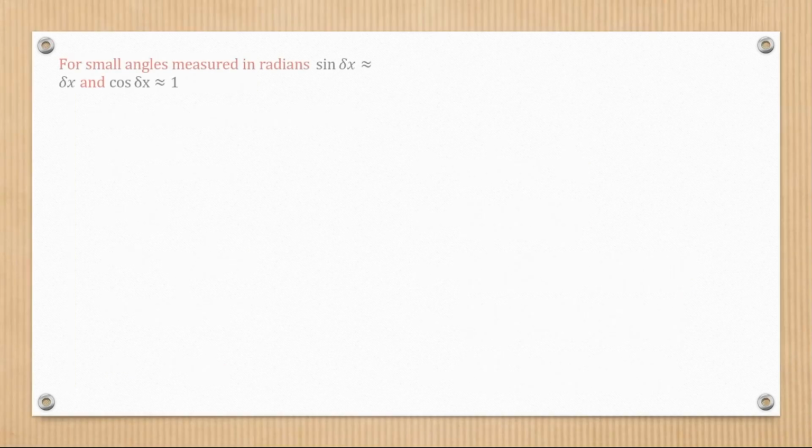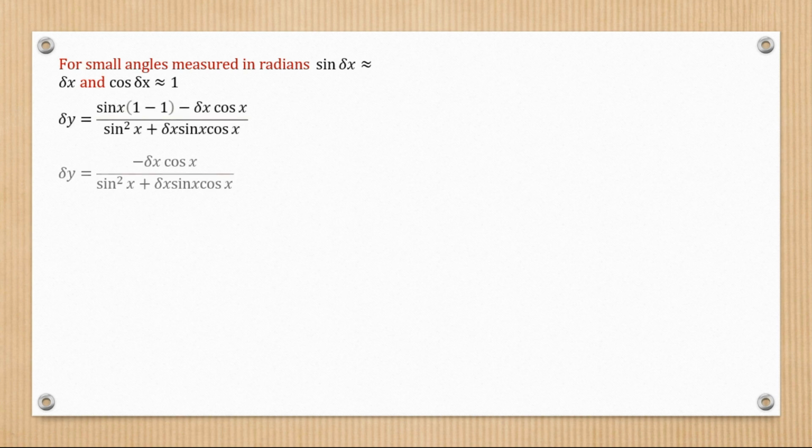Now we can introduce the knowledge that for small angles measured in radians, sine of change in x is approximately equal to change in x, and cos of change in x is approximately equal to 1. So now we will be left with that. At the numerator, we'll be left with negative change in x cos x. Next we can multiply both sides by 1 over change in x, and this is what we are left with.